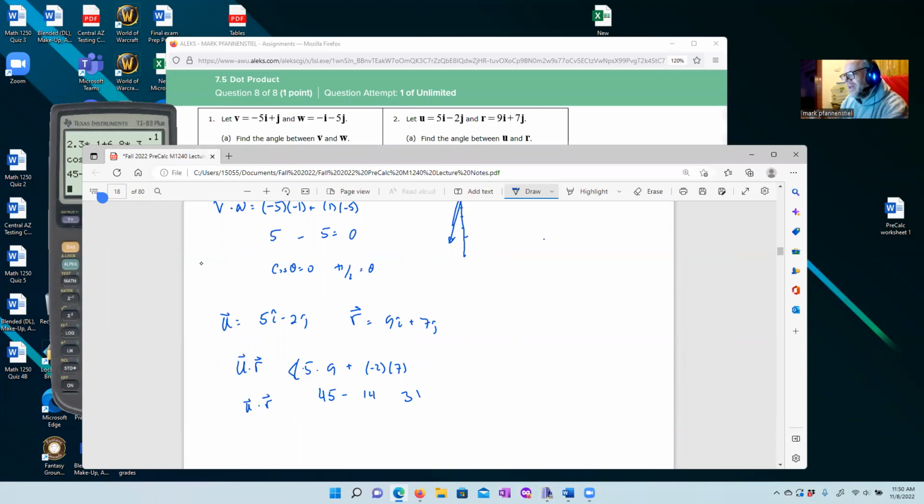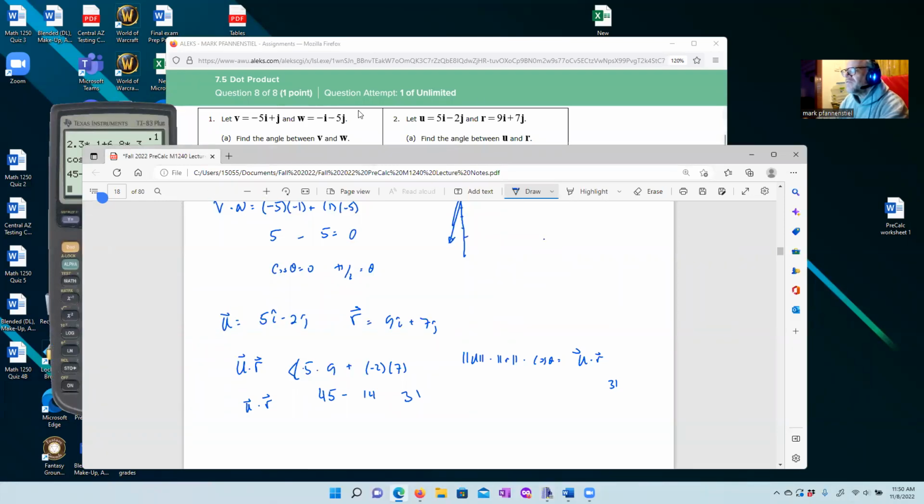Okay, I got 31. And it doesn't give me a 0 or 1. So we've got to figure out what the cosine is. Remember that the length of U times the length of R times the cosine of the angle between them is equal to U dot R. Well, we know what U dot R is now. That's 31. So we have to figure out what the length of U is.